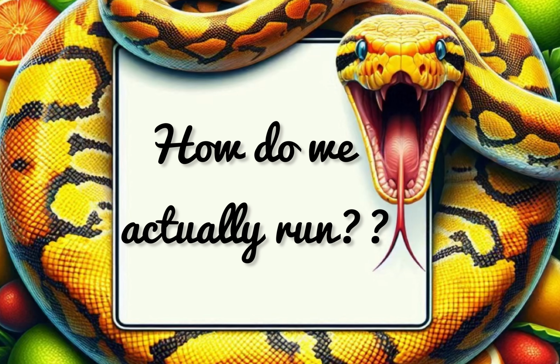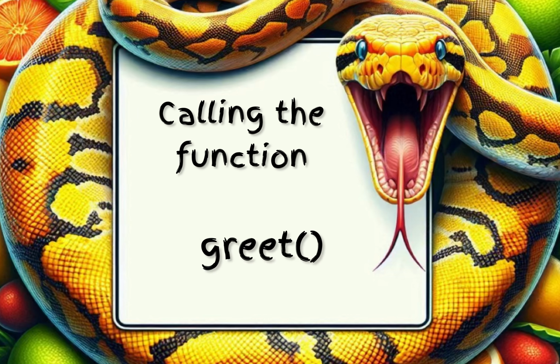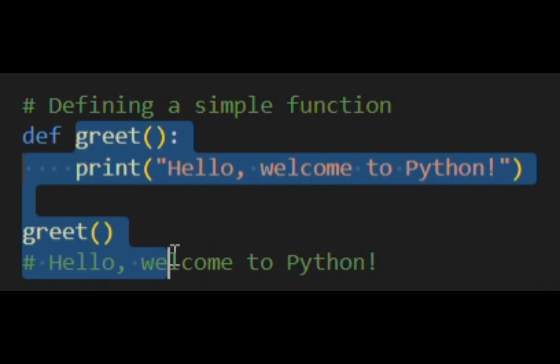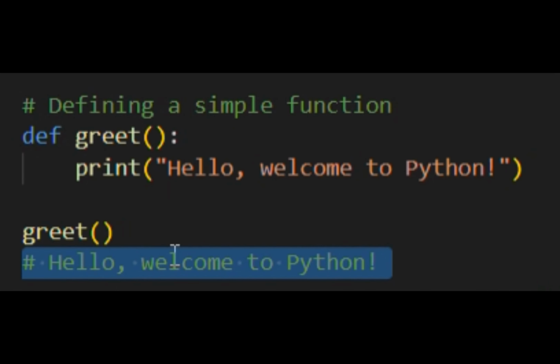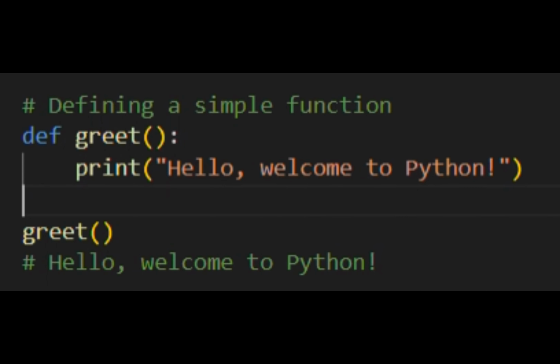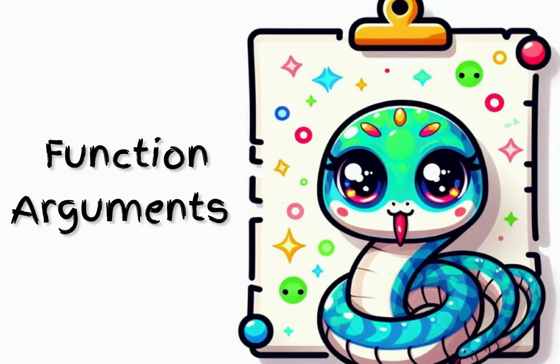But how do we actually run the code inside a function? We do that by calling the function. When we call greet, Python jumps to the function, executes the code inside, and prints "Hello, welcome to Python" on the screen. Now, let's make our functions more flexible by adding arguments.